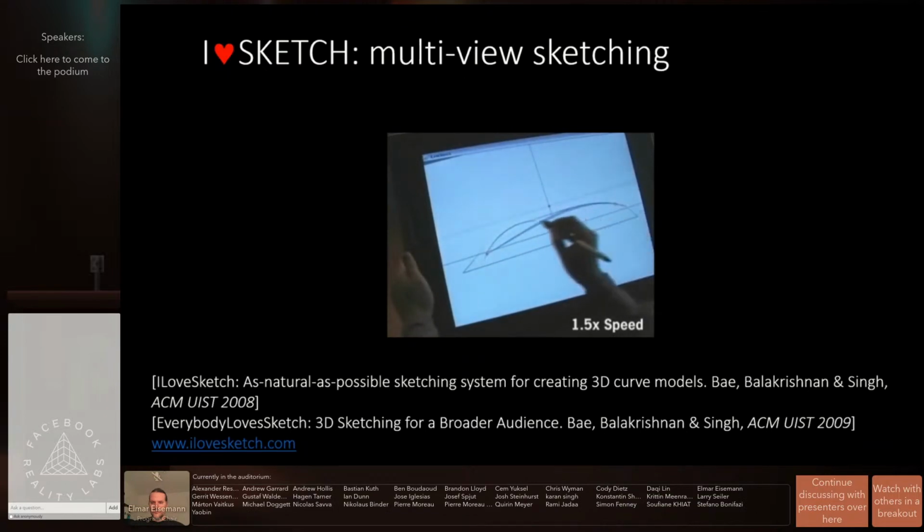Around this time, we realized, okay, we can certainly draw 3-dimensional curves by 2-dimensional sketching. But are these curves we create exactly the curves we imagine in our head?